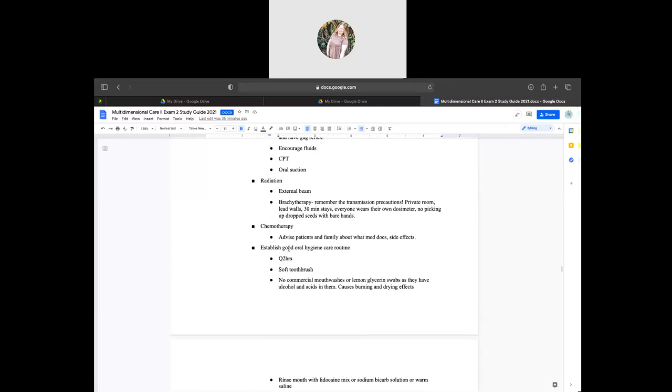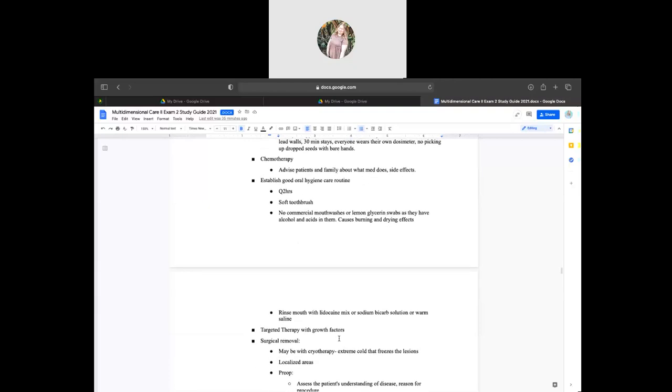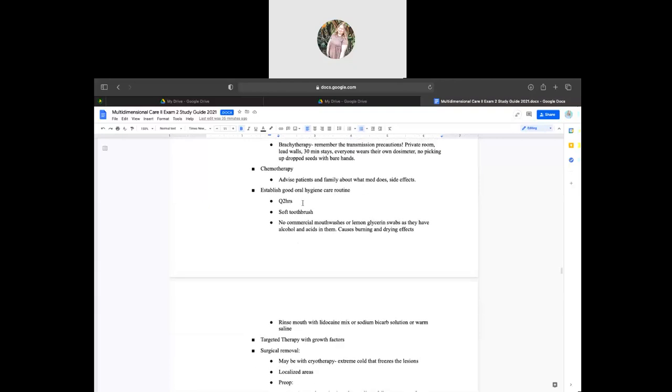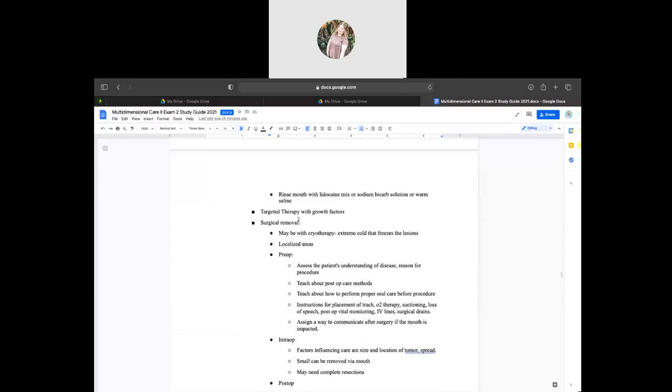Remember, good oral hygiene is going to be the best prognosis here. Remember, every 2 hours, soft toothbrush, no commercial mouthwashes, no acidic foods, no drying effects. Remember, you can use that lidocaine mix or sodium bicarb solution or warm saline. Targeted therapy is another option.